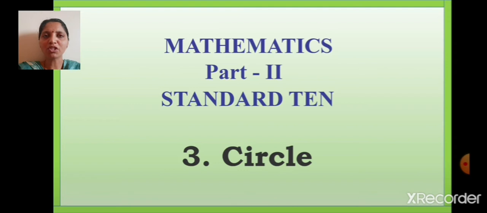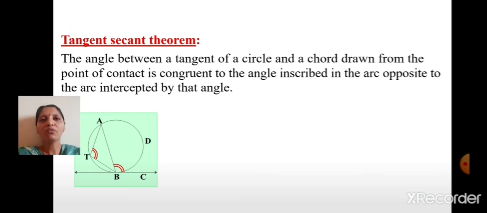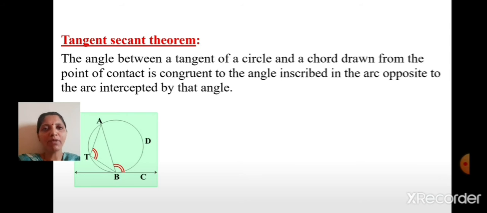In the previous session, we have learned all the basic concepts required to solve practice set 3.5. So let's quickly revise all those theorems. The first theorem is the tangent secant theorem. Now we have learned the theorem of angle between tangent and secant. It is also called the tangent secant theorem.